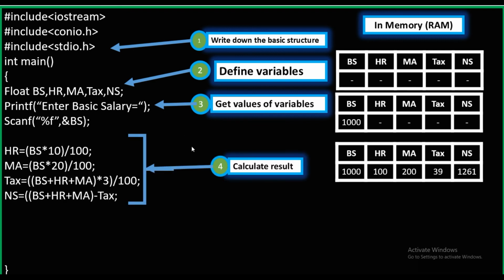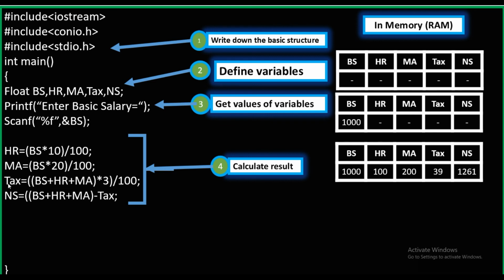In step 4, calculate the result. You have to calculate house rent, 10% of basic salary. The formula will be house rent is equal to basic salary multiplied by 10 divided by 100. Next, you have to calculate medical allowance, 20% of basic salary. Formula will be medical allowance is equal to basic salary multiplied by 20 divided by 100.